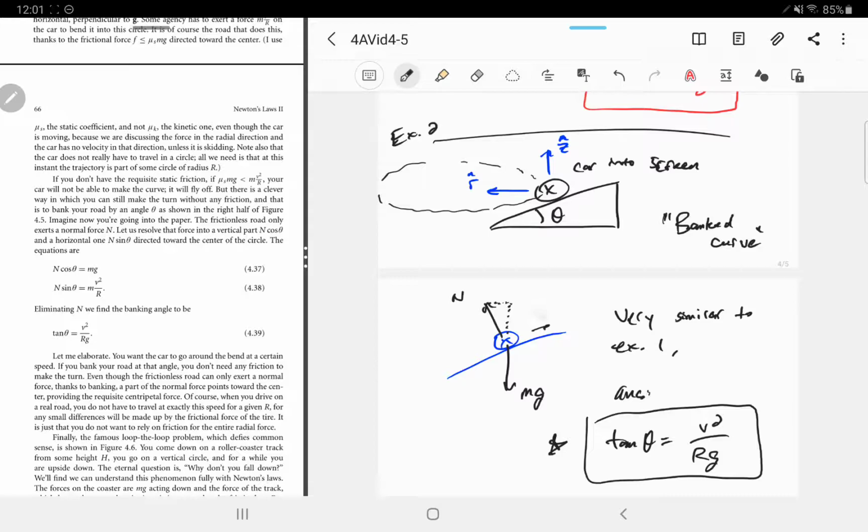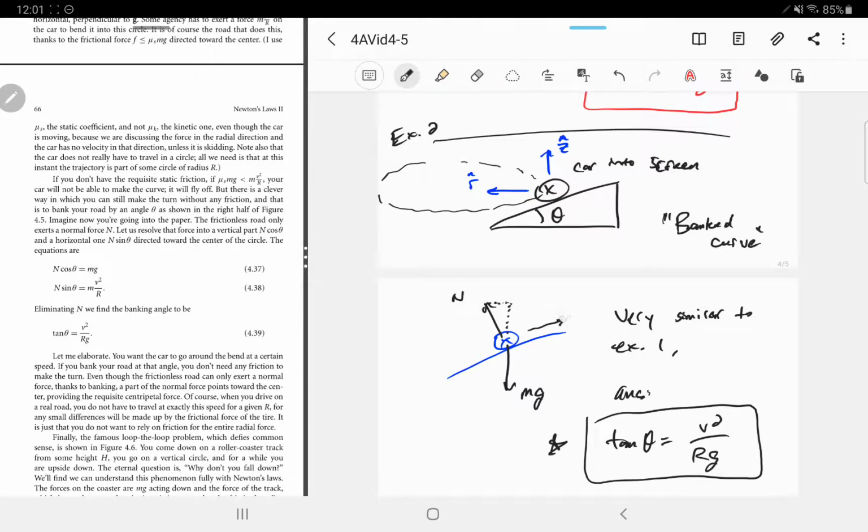If you go slower than this, so imagine the car wasn't going any speed at all and there was no friction. In that case, the car is going to slide down the ramp. Right? There would be nothing. If you had this free body diagram, the way we've been analyzing these problems, there's nothing to counteract the car going this way. If the car goes too fast, though, the car appears to go up the ramp.